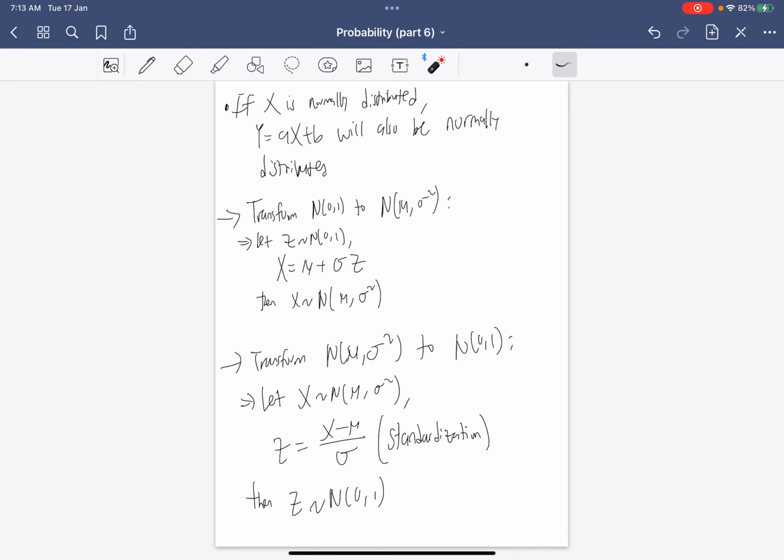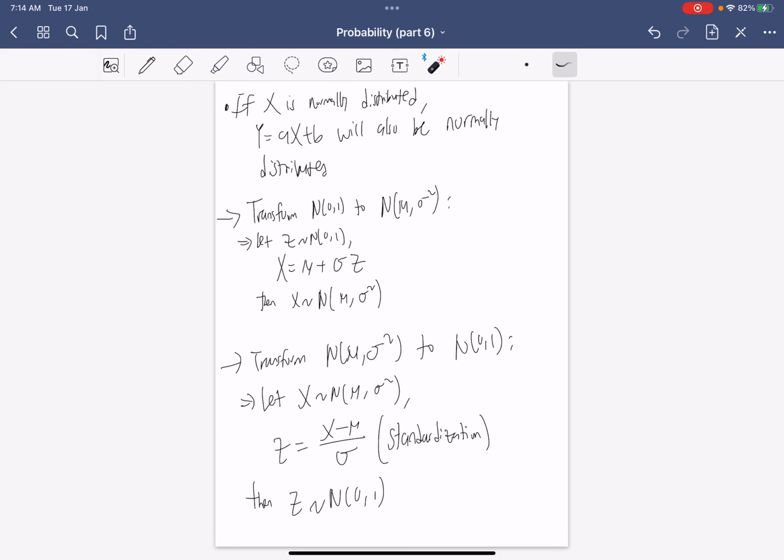When it's normally distributed, we also have the property that any linear function of x will also be normally distributed. As long as y equals ax plus b, it is normally distributed. This gives us the property that we are able to transform a standard normal to one with a general mu and sigma squared, and we can also convert it back.